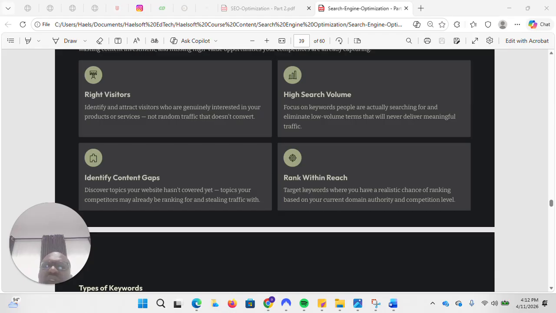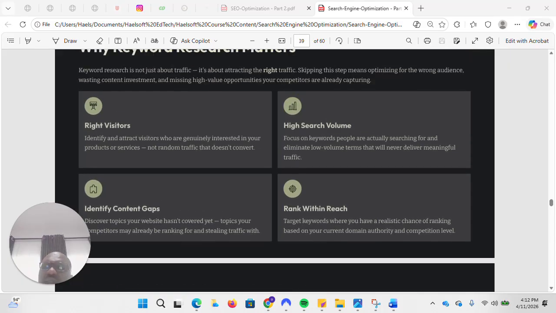Then also high search volume. Focus on keywords that people are actually searching for, and eliminate low volume terms that will never deliver meaningful traffic or meaningful results to the business. Focus on keywords that drive high search volume.